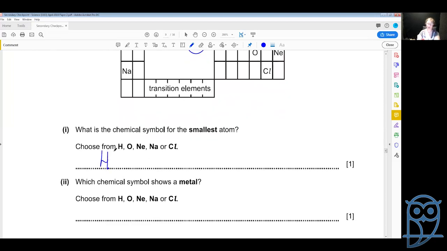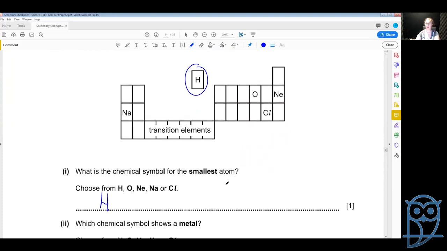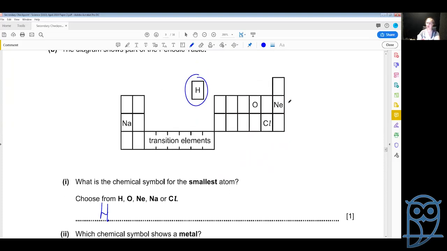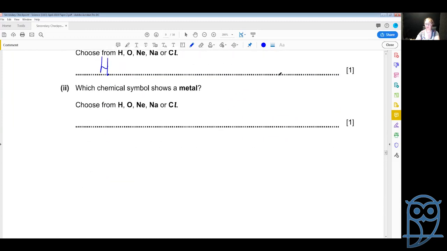So it says we can choose from these. So it's literally just testing to know that the smallest atom is that one that is normally put in that corner over there or over here or somewhere separate, called H.